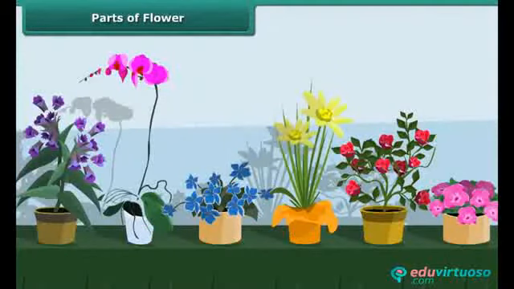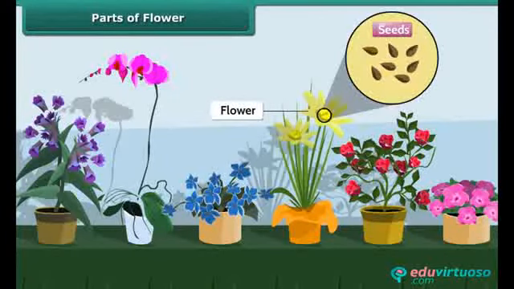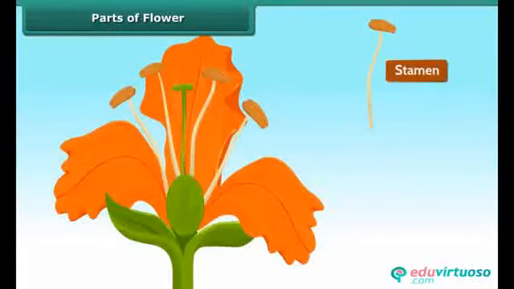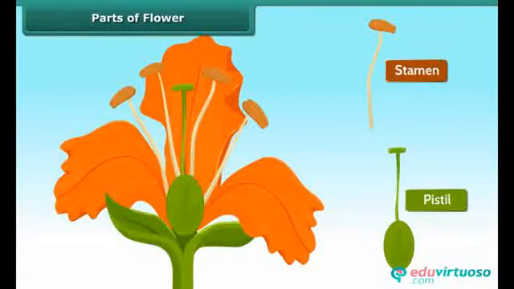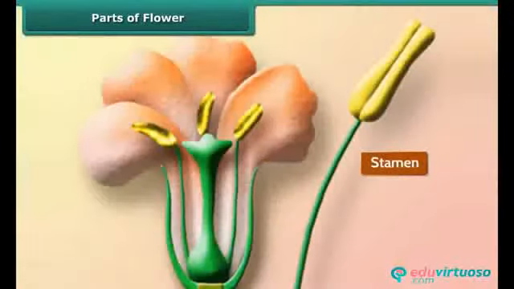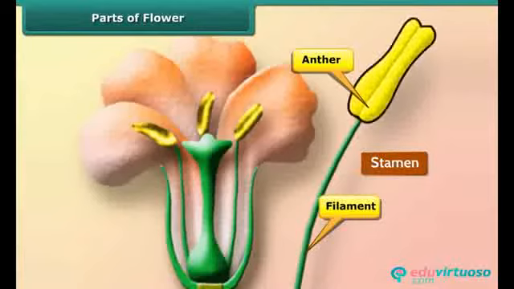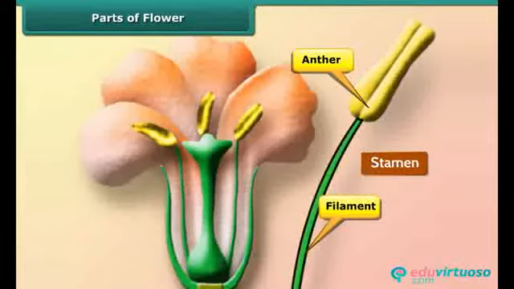Parts of a flower. Flowers are the beautiful parts of a plant. They are important in making seeds. Therefore, they are the reproductive parts of a plant. Let's learn about their parts. Stamen is the male part of a flower and pistil is the female part of the flower. The stamen has two parts, anther and filament. The anther is generally yellow in color and carries the pollen. It is held up by a thread-like part called a filament.